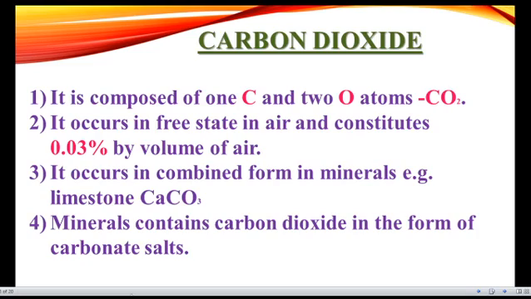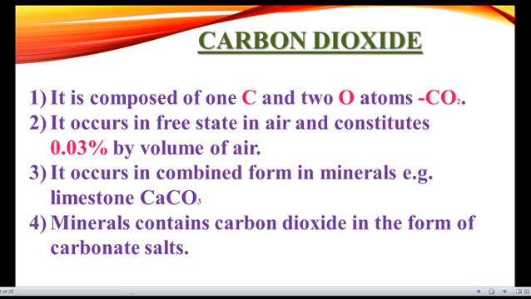Carbon dioxide is composed of one carbon atom and two oxygen atoms. The formula of carbon dioxide is CO2. It occurs in free state in air and it constitutes 0.03 percentage by volume of air. So air contains 0.03 percentage of carbon dioxide. So carbon dioxide is in free state in the air.